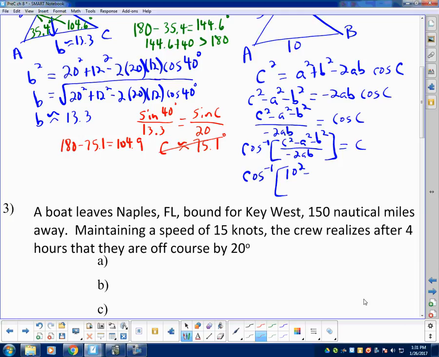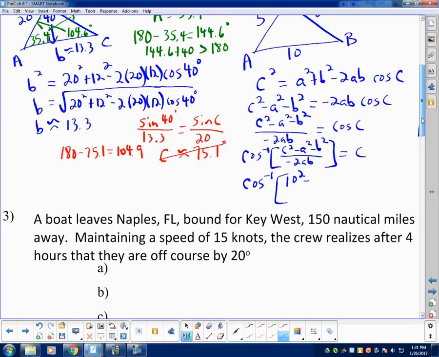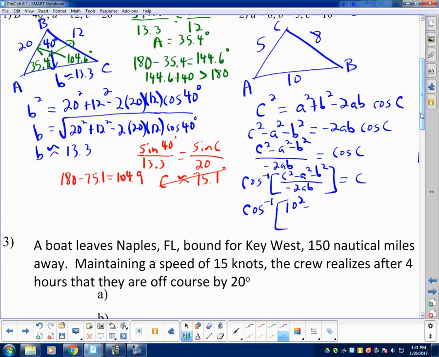So it's 10 squared minus, what was A here? Minus 8 squared minus 5 squared over negative 2 times 8 times 5, and that will give me C. So if you go ahead and calculate angle C on your calculator, you will get 97.9 degrees. So C equals 97.9 degrees.